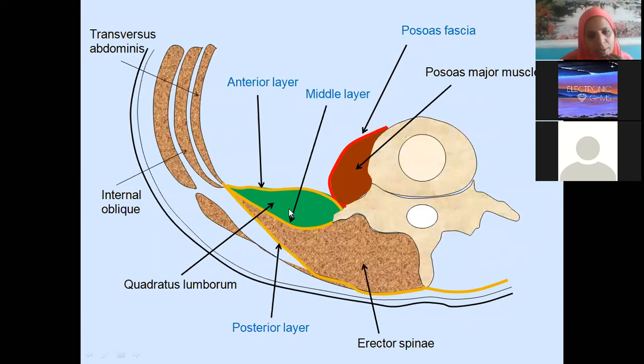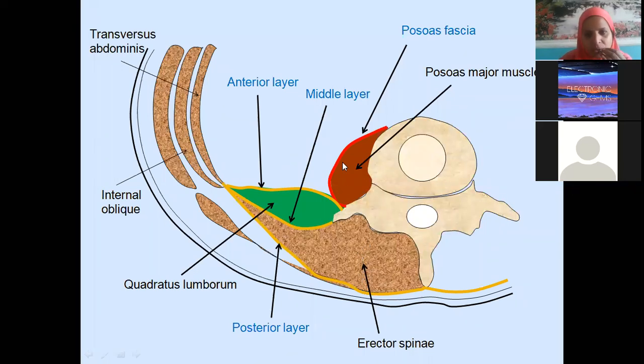In fact, the thoracolumbar fascia is what you are seeing in yellow color. When discussing the lumbar vertebrae, I told you the thoracolumbar fascia splits to enclose the muscles of the posterior abdominal wall. We have three layers: anterior, middle and posterior. Between the anterior and middle layers you will see the quadratus lumborum. Between the middle and posterior layers we see the erector spinae.